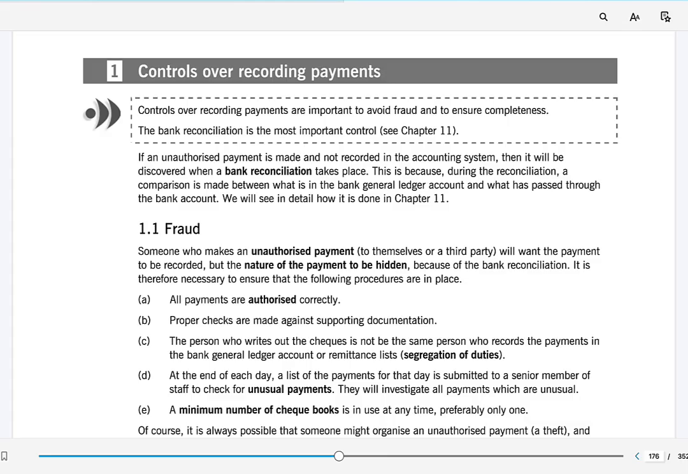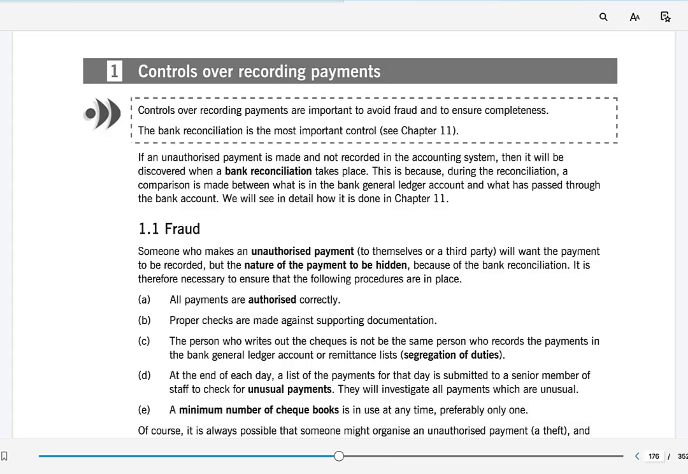So bank reconciliation helps the business find problems. It helps find missing payments. It helps find unauthorized payments. It helps find timing differences, like checks issued but not yet presented. It helps find bank charges and bank interest that the business has not yet recorded. That is why the book emphasizes bank reconciliation as the most important control, because it is an independent check. It does not depend only on internal paperwork. It is checking against the bank's evidence.